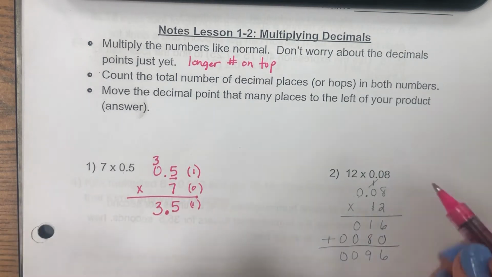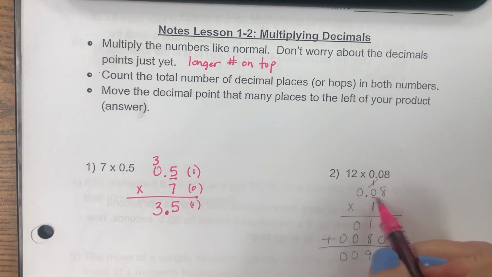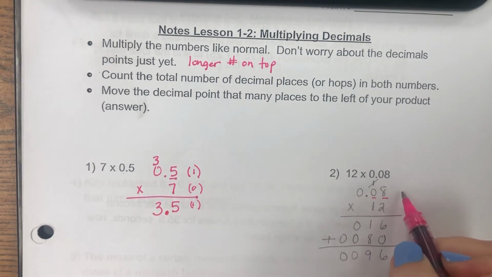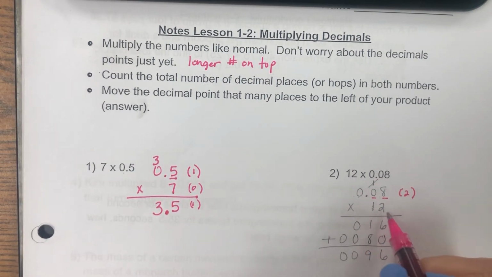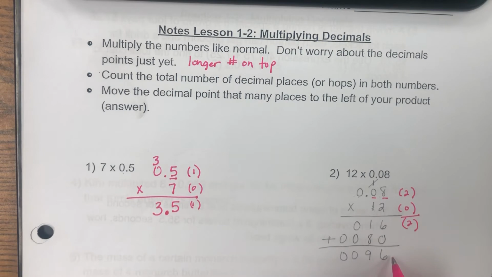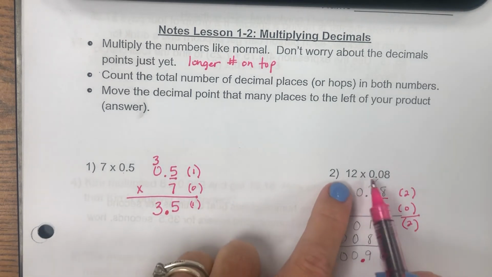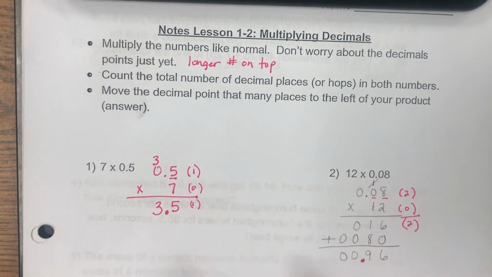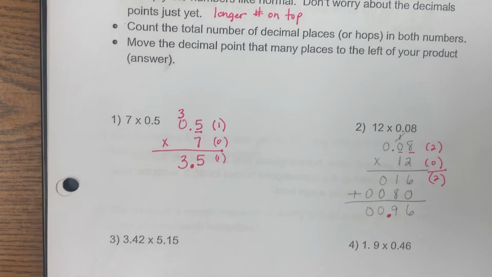Okay, and now I look and I see I have 2 places past the decimal here. I do not have a decimal here, so that's a total of 2 places over that I move my decimal point. 1, 2. So 12 times 0.08 is 0.96, which if we estimate 12 times 0 is 0, so that is a good estimate.